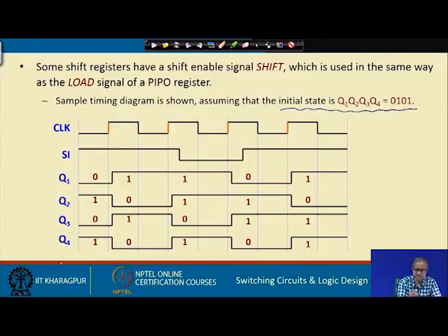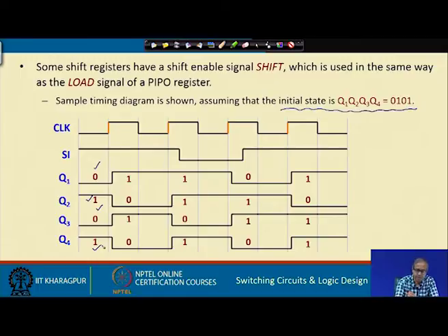So, what am I showing in this diagram? I am showing the clock signal. The clock signal is coming continuously, and these red marked edges are the active edges, the rising edges that trigger all the flip flops. SI is one of the inputs, the serial input, and the 4 flip flop outputs are also shown. As I said, the initial state is 0 1 0 1.